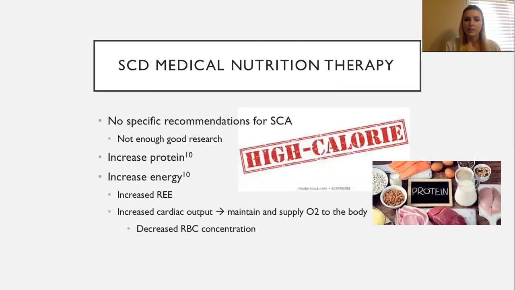So where we come in, medical nutrition therapy, currently there's no specific recommendations for sickle cell anemia. However, we do know that they need increased protein because they need more protein to be able to make more red blood cells. They also need increased energy because they have an increased resting energy expenditure due to their heart having to pump harder to maintain the blood flow and the oxygen throughout the body because of those decreased numbers of red blood cells. And the CDC says that people with sickle cell anemia can need anywhere from 1 to 3 times that of a healthy individual. So if you need 2,000 calories, they could need up to 6,000 calories.